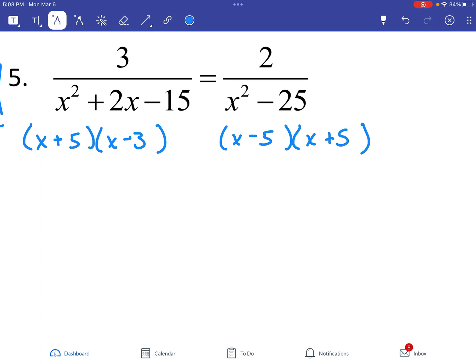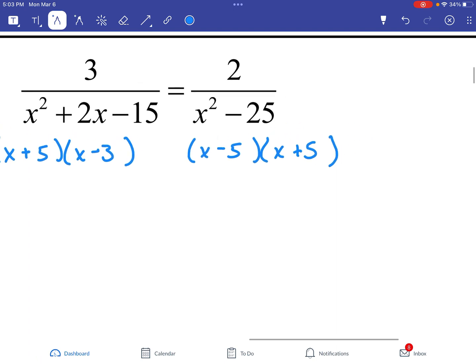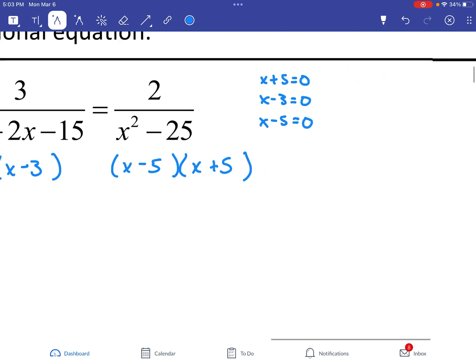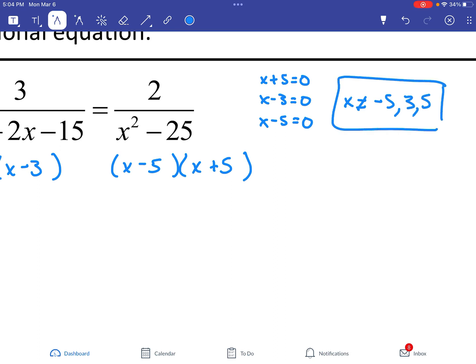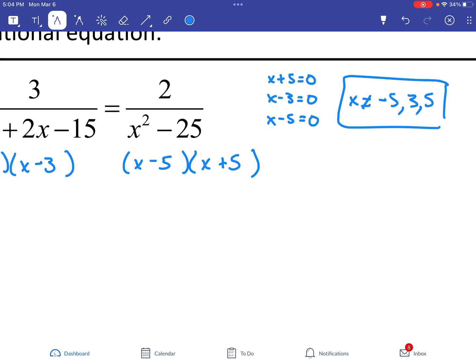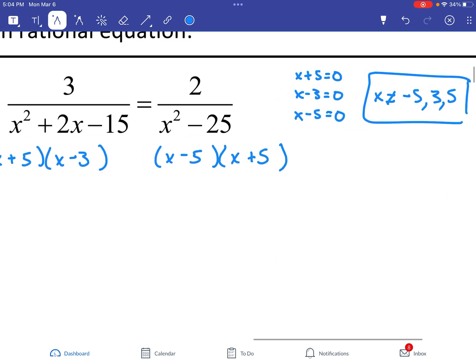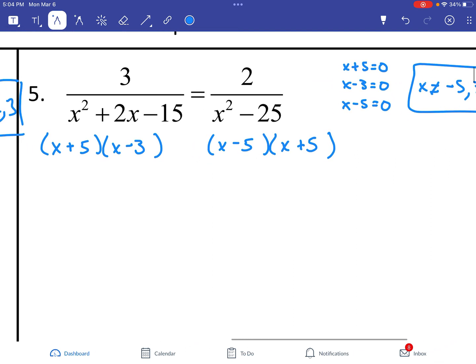Okay, so now that we've factored our denominators, we can take those factors and make our domain restrictions. We have x plus 5 equals 0, x minus 3 equals 0, and x minus 5 equals 0. So when we solve all of those domain restrictions, we're going to get x cannot equal negative 5, positive 3, and positive 5. So if any of our answers that we come up for our solution equal one of those domain restrictions, we cannot use that answer because it would make our fraction undefined.